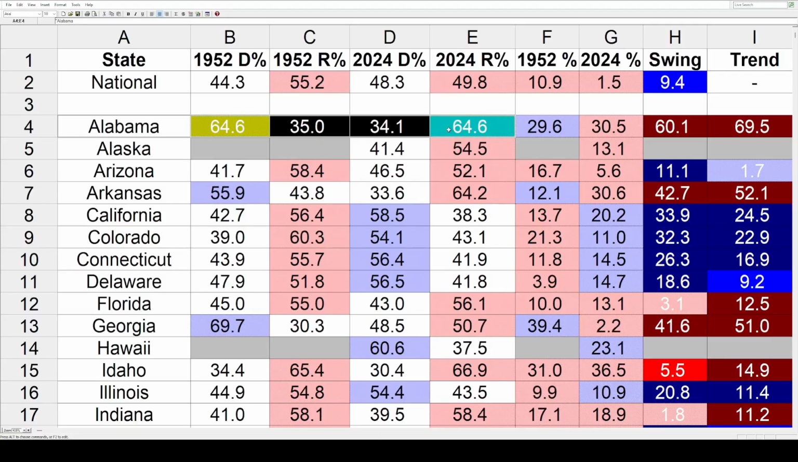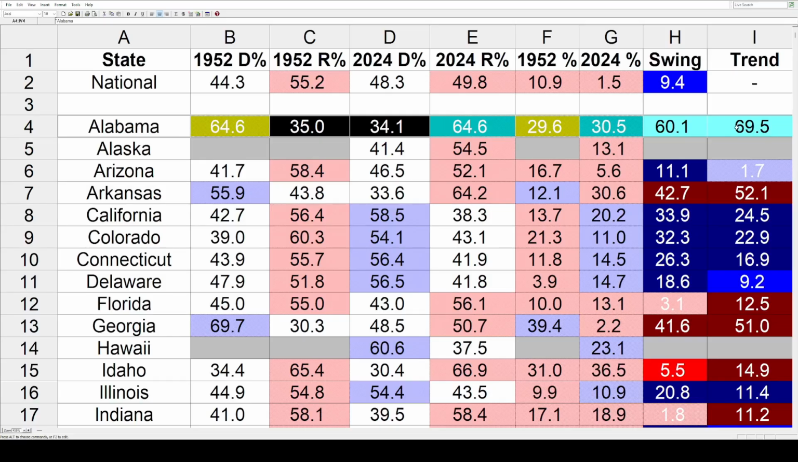Trump went up to 64.6, the same percent as Stevenson. The margin for Stevenson in 52 was 29.6. The margin for Trump in 24 was 30.5. So it was almost a complete swap. That comes out to a total net swing of 60.1 toward the Republicans. And that was all in the opposite direction of how the country moved. They went 9.4 in the other direction. So that's 9.4 away from the Dems, another 60.1 toward the GOP. You combine those, you get a total red trend in Alabama of 69.5. And that's actually the highest trend out of all the states.